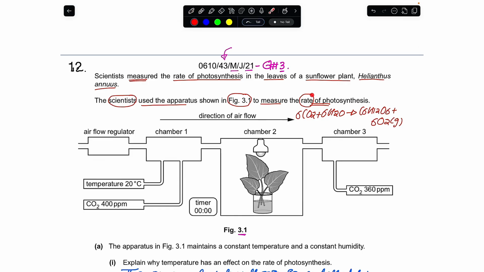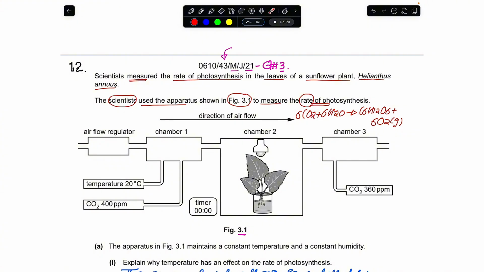Now, whenever the word rate comes up, it means that we have to relate it to time. If I wanted to calculate the rate of photosynthesis, I can measure in how much time the amount of CO2 was utilized, or the other way around, how much volume of oxygen gas was released with respect to time. That would give me the rate of photosynthesis.